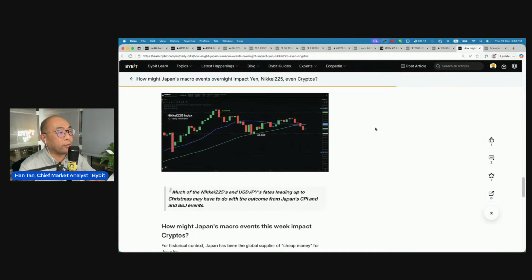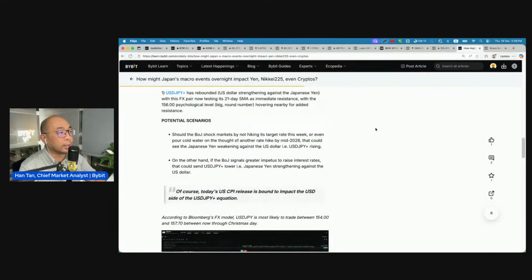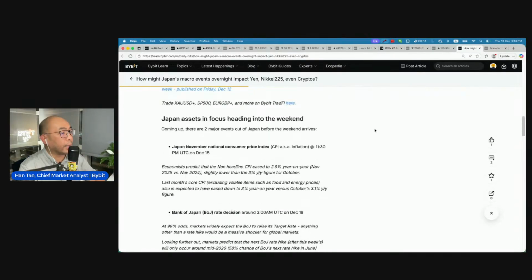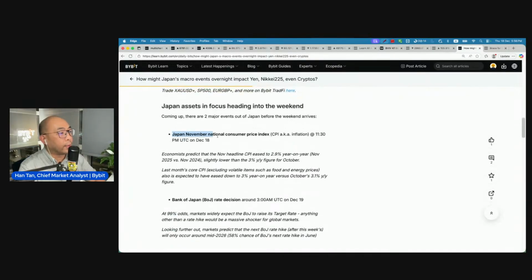That's this stuff right here that we had highlighted here, right? Japan National CPI 11:30 p.m. UTC time tonight, and then 3 a.m. tomorrow, you got a Bank of Japan rate decision. So watch those. Gold could see a big move there as well.